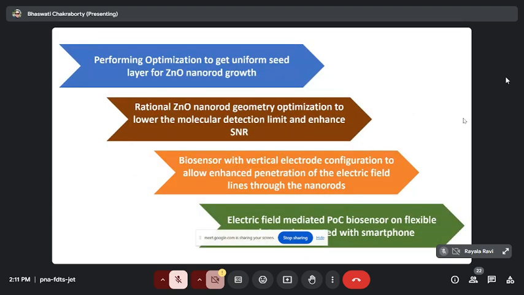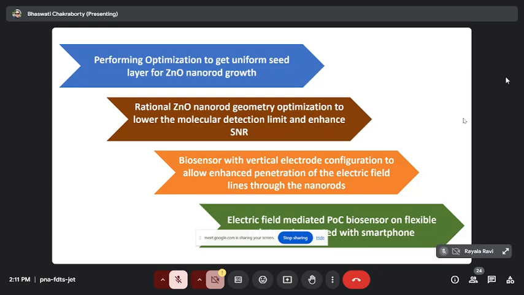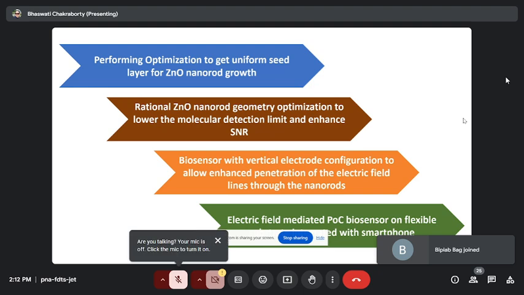The main idea is that the material which I used for my research was zinc oxide. Now, in order to capture biomolecules we need a platform. The platform was developed with zinc oxide nanorods. To grow those nanorods in an aligned, proper way, we first need a good seed layer, because without the seed layer the zinc oxide nanorods wouldn't be that directional and of optimized length. So first, the optimization for growing the seed layer was done.